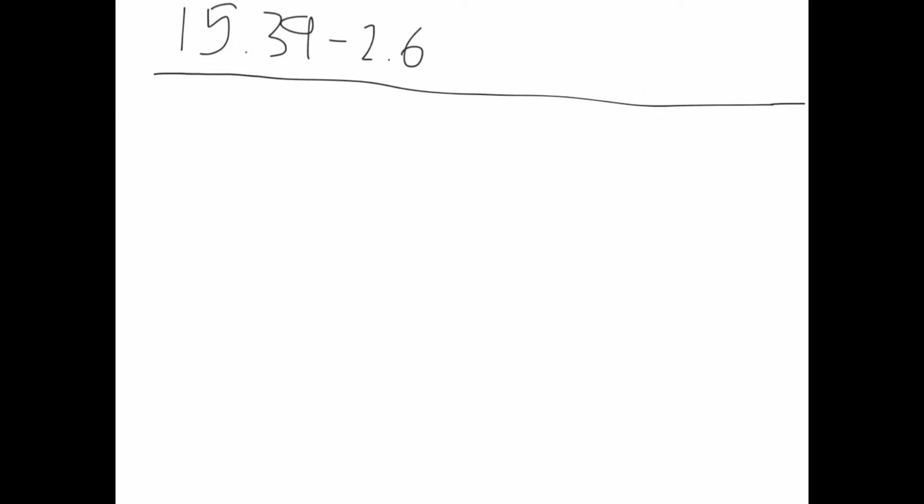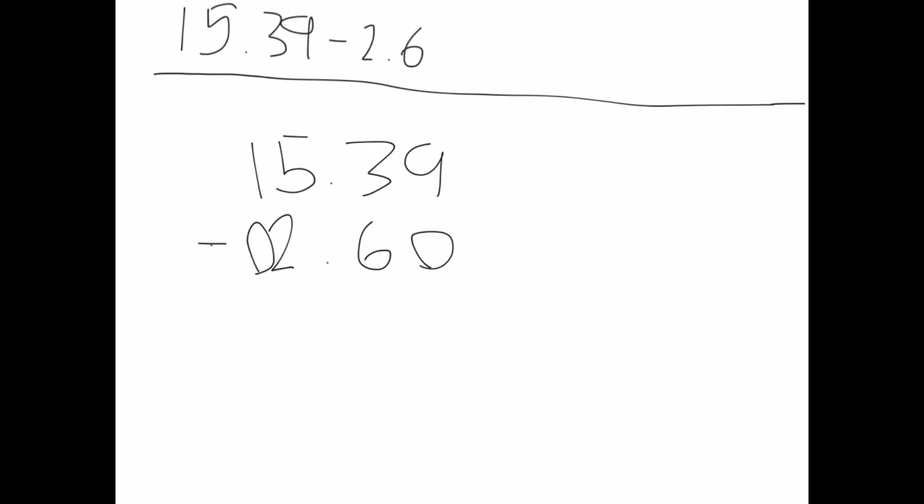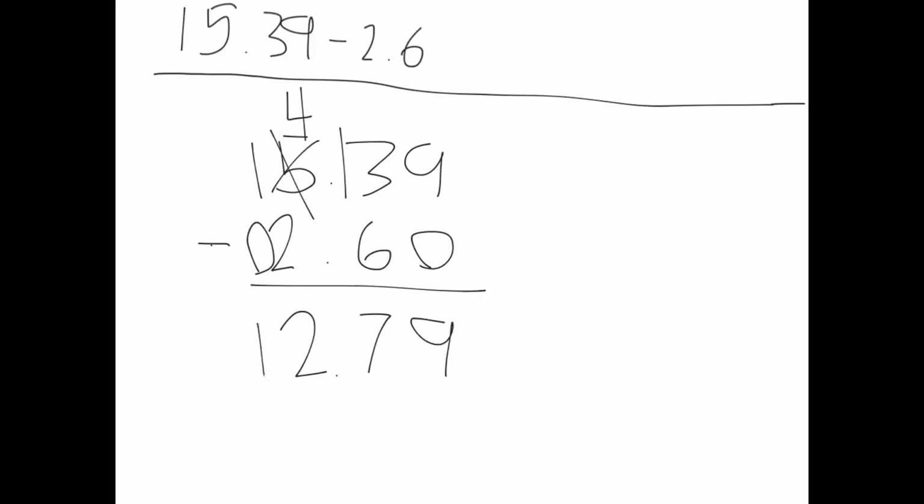When subtracting decimal numbers, you line them up just like you would in addition. And you use zeros as placeholders again. And then you subtract like normal. And then you bring straight down your decimal. 4 minus 2 is 2. 1 minus 0 is 1. And my answer is 12.79.